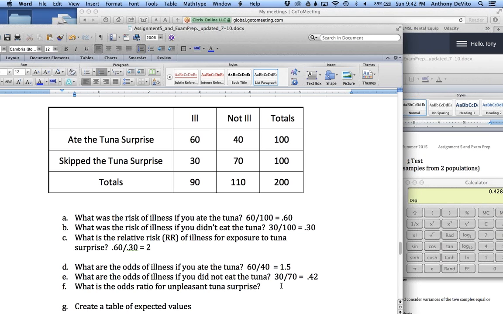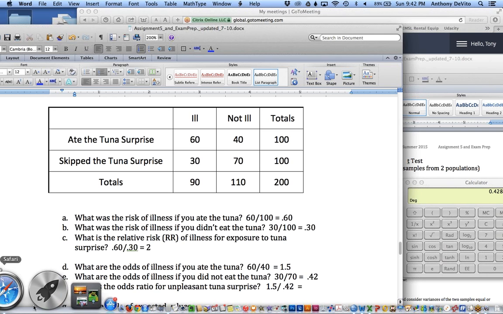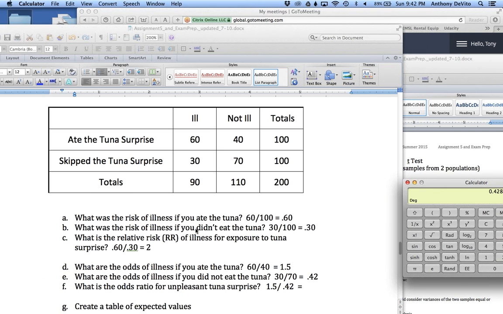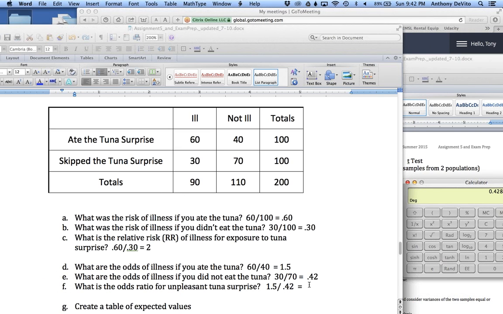as Katie suggested. So now what's the odds ratio? Well, the odds ratio, again, is just a ratio between two numbers. It's a fraction. It's 1.5 divided by 0.42. Okay, 3.5. I'll take your word for it. 3.5, save a little time.